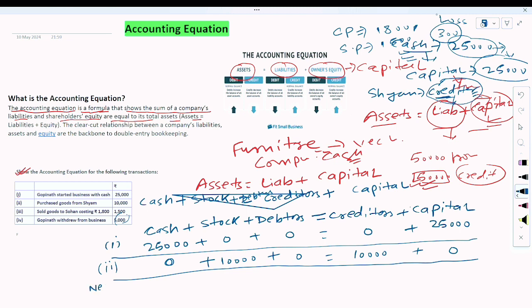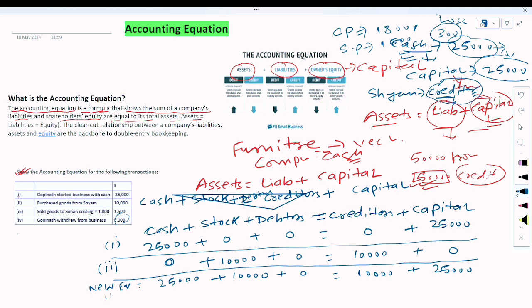Now if you want to find the new equation, what will it be? The new equation: cash 25,000 as it is, stock value will be 10,000, plus debtors 0. Creditors value will be 10,000, plus capital as it is, 25,000.